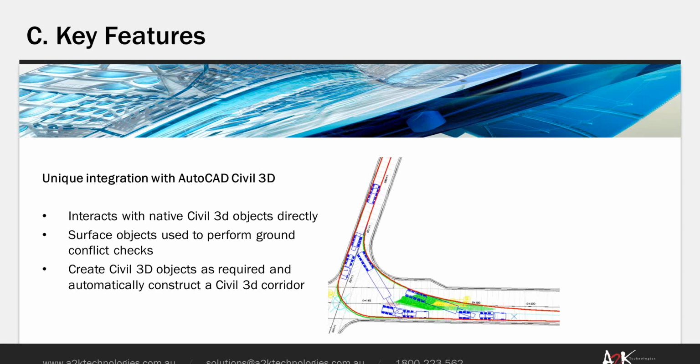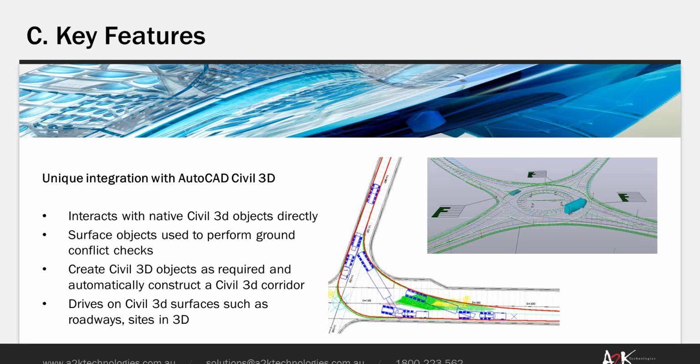You can create Civil 3D objects as required and automatically construct a Civil 3D corridor. I've got my notes around the wrong way here, but that one there refers to actual roundabouts. So once we actually draw our junction and we model it up, we can then tick a couple of boxes, and Vehicle Tracking will actually go through and start creating your corridor and modeling it all up for you.